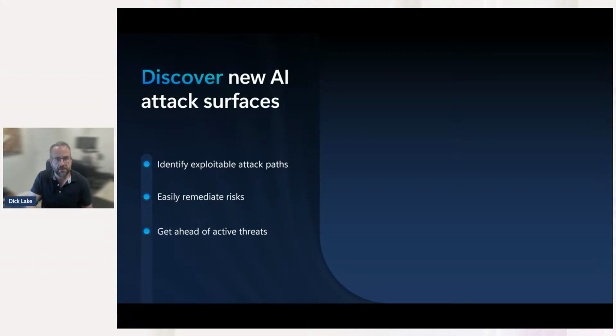AI security posture management helps security admins discover and inventory your AI services, again, such as Azure OpenAI, Azure Machine Learning, Amazon Bedrock, GCP Vertex, to include models, plugins, data sets, as well as any sensitive data used for grounding or for fine-tuning of your LLMs. And your admin should be able to identify vulnerabilities, find exploitable attack paths, and easily remediate risk to get ahead of active threats.